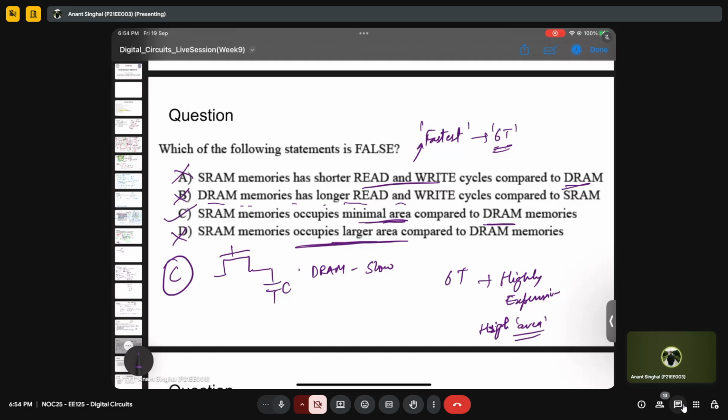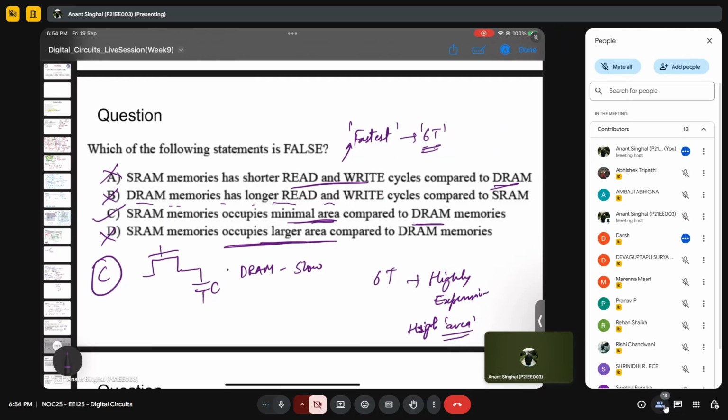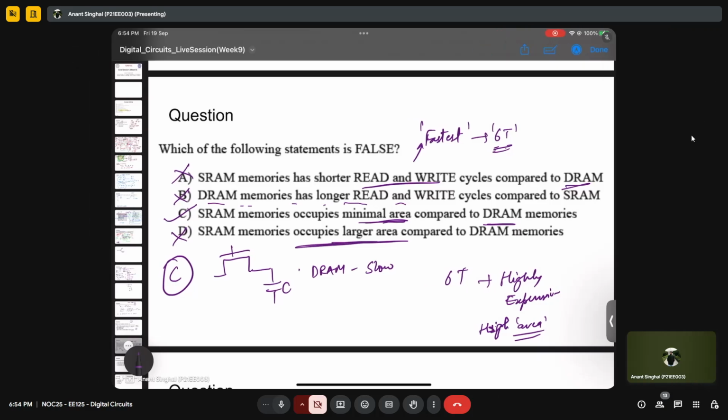Sir, static RAM uses six transistors, no, sir? Yeah, and SRAM memories occupies minimal area compared to DRAM, so this is a false statement. The question says which is false. Okay, sir.